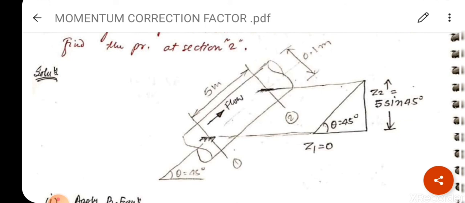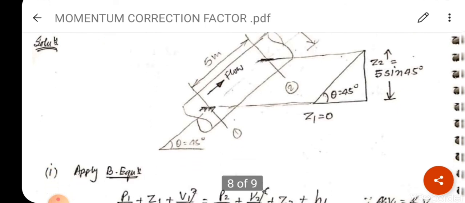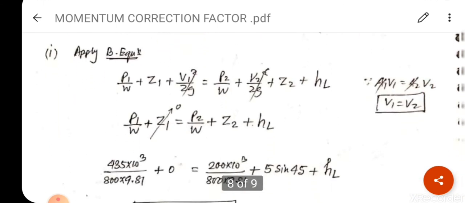So Z1 is considered at the datum line, and Z2 will be 5 sin 45, applying sine rule. Applying Bernoulli's equation between 1 and 2, that is P1 by W plus Z1 plus V1 square upon 2G equals P2 by W plus V2 square upon 2G plus Z2 plus HL, head loss due to friction. Applying the continuity equation, we get V1 equal to V2 because the diameter of the pipe is the same throughout.